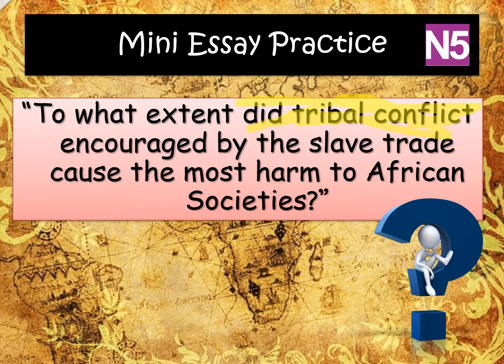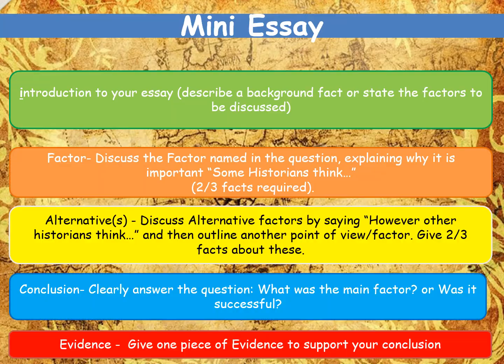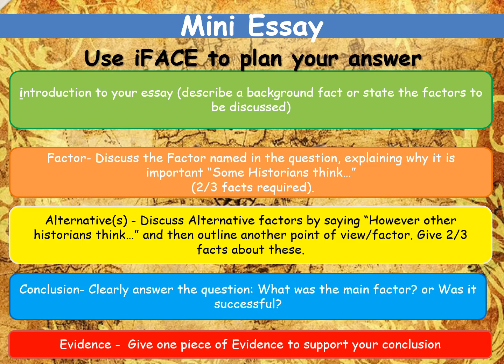So just a wee reminder about how we do the mini essay practice. When we're doing mini essays, we use the mnemonic IFACE to help us plan our answer out. And we do each of these sections one by one to make sure that we've done everything we need to get our marks for this question. So we do a quick introduction to the essay. It could be giving a background fact, or it could be stating the factors that you're going to discuss in the essay. So for example, you could say slavery had always existed in Africa, however, as time goes on and the Atlantic slave trade becomes involved, it starts to become very negative. Or you can say, this mini essay is going to look at these things, and you can do it that way.